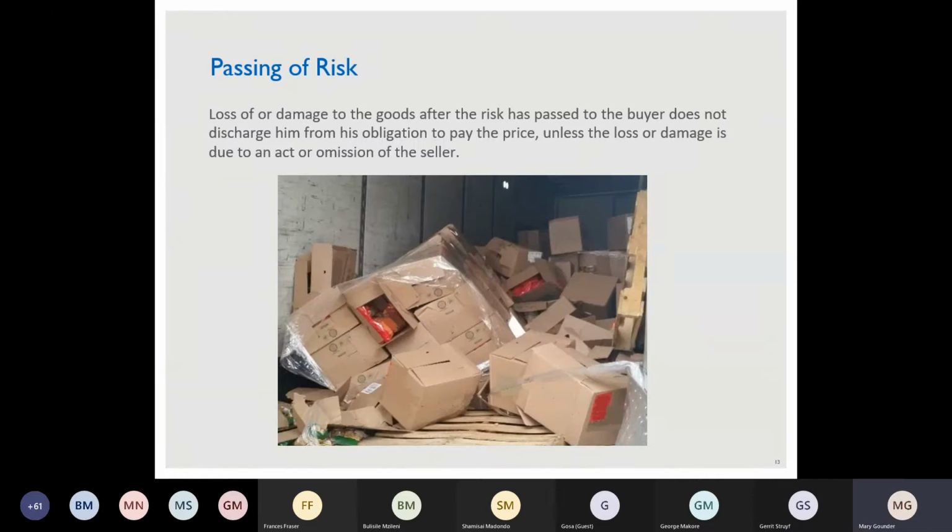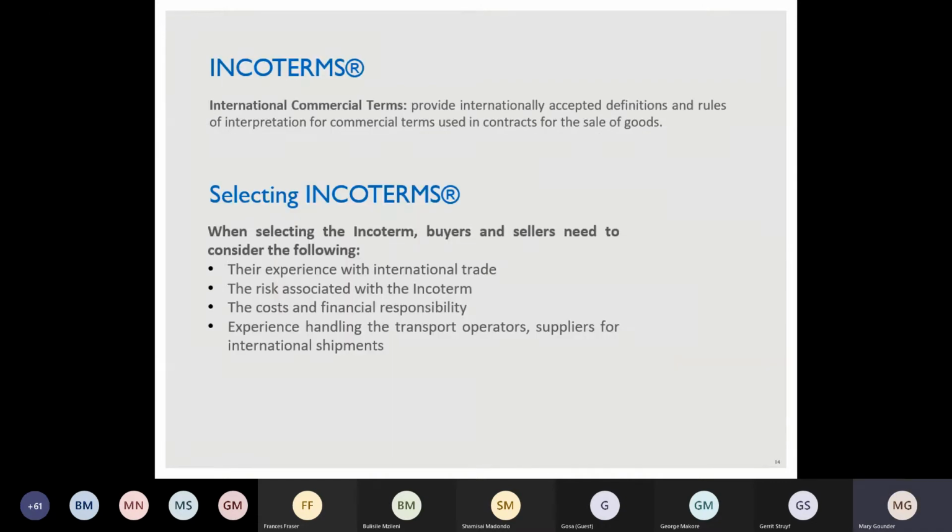The passing of risk: loss of or damage to the goods after risk has passed to the buyer does not discharge him from his obligation to pay the price, unless the loss or damage is due to an act or omission of the seller. Your passing of risk is dependent on your Incoterms.